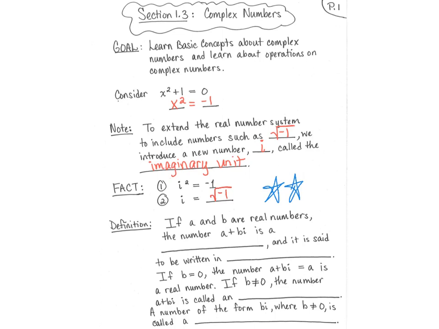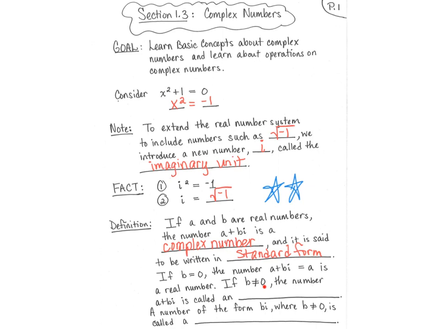Now, definition. If a and b are real numbers, then the number a plus bi is a complex number and is said to be written in standard form. Now, if b is equal to 0, then the b times i is going to disappear, so we'll just get a, and that is just a real number.